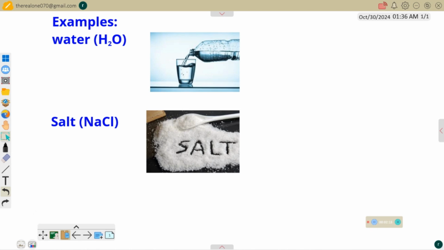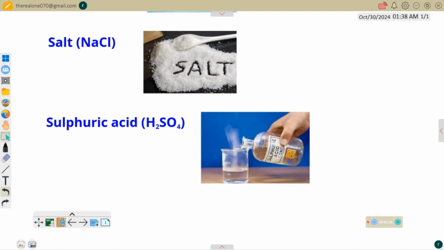Another example is sulfuric acid, which is tetraoxosulfate 6 acid. So sulfuric acid is made up of hydrogen, sulfur, and oxygen. These three elements have been combined chemically. There is no way we can separate them easily by ordinary chemical means.